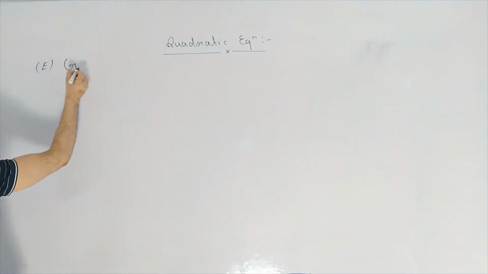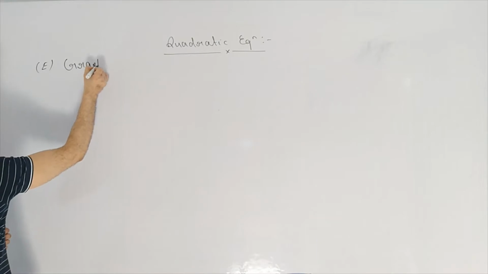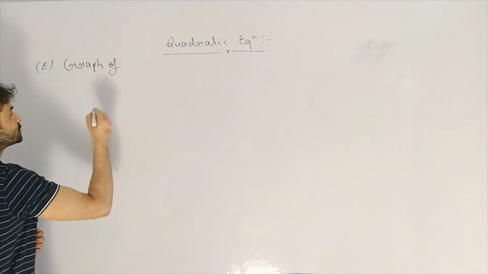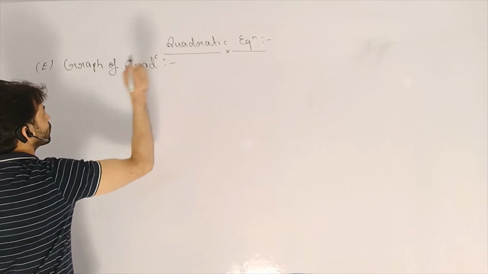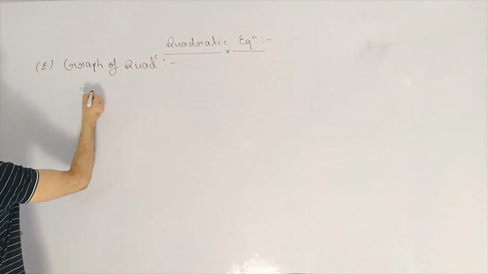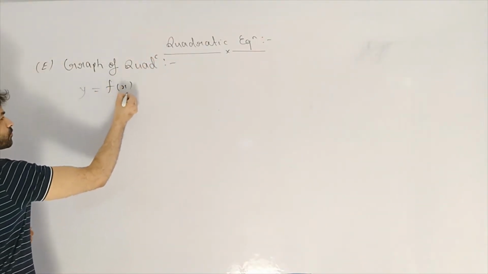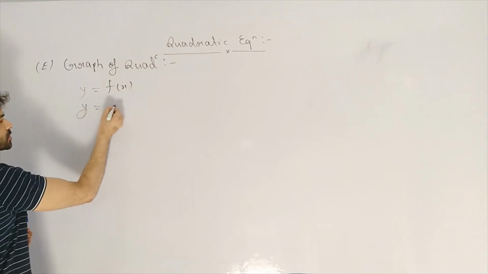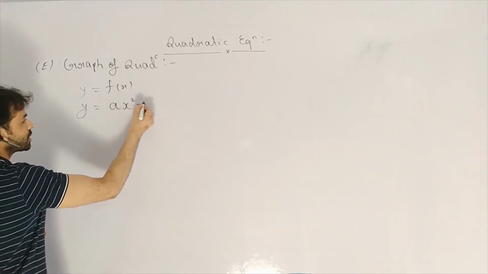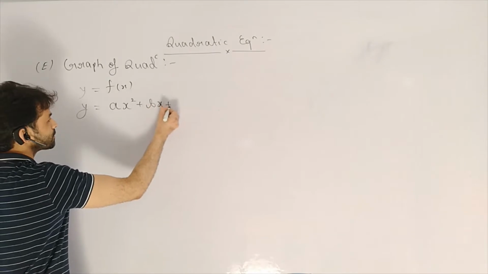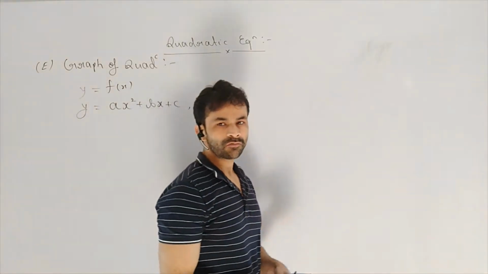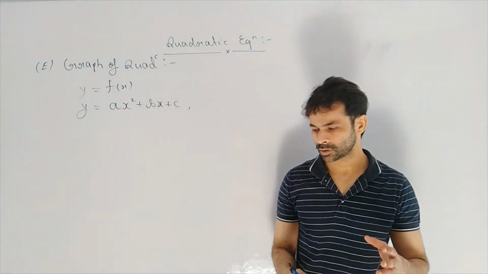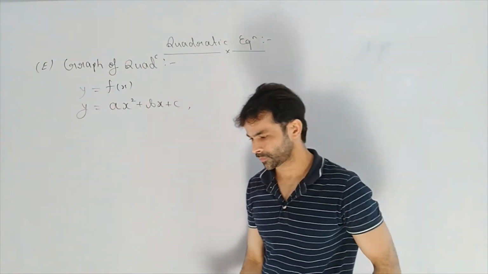Okay, graph of quadratic. So we have the function, and the function is the quadratic expression ax square plus bx plus c. We have to draw the graph of this quadratic expression. Okay.